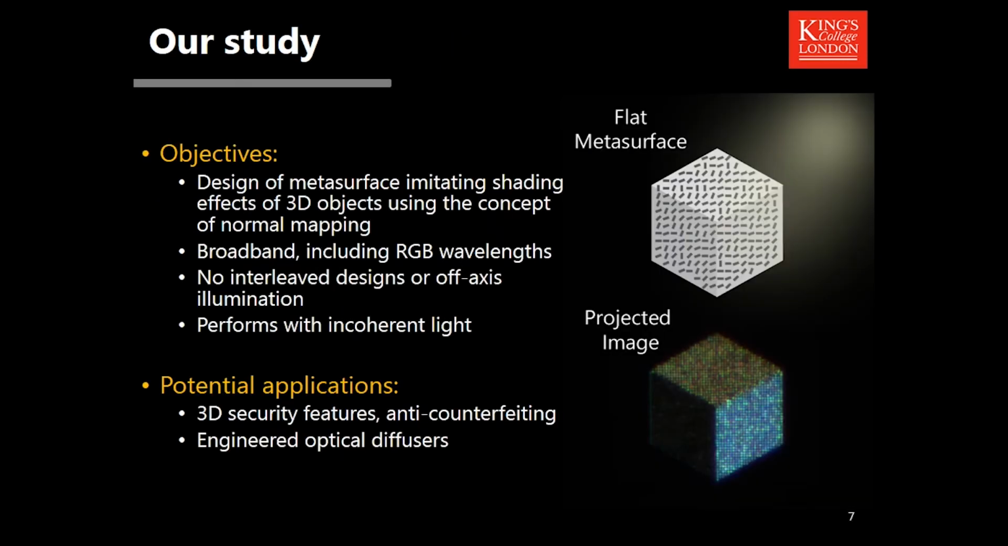In this study, we're working towards designing a metasurface that imitates the shading effects of 3D objects using the concept of normal mapping. So we want our metasurface to be broadband, including the main R, G and B wavelengths. We do not want the metasurface to use interleaved design or off-axis illumination, and we would like it to perform with incoherent light. So as a proof of principle, we have designed a metasurface that imitates the lighting and shading of a 3D cube. So let me now go through how we design such a metasurface, which could be used, for instance, in security features or as engineered optical diffusers.